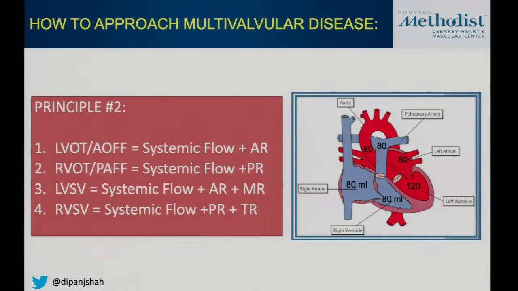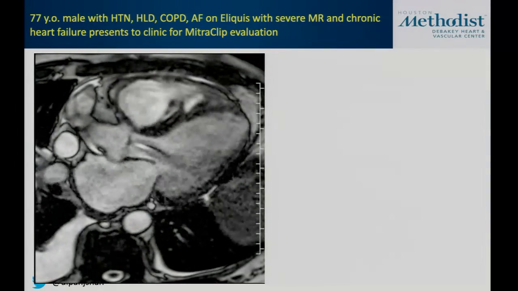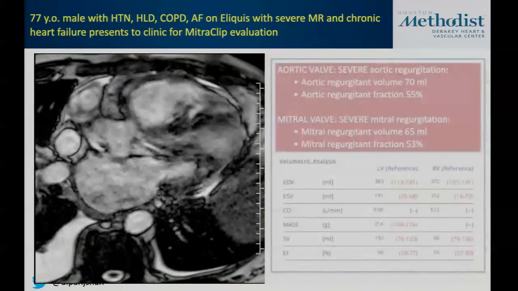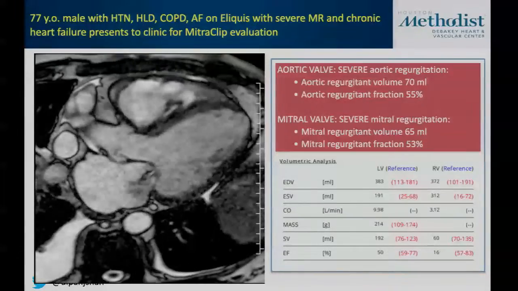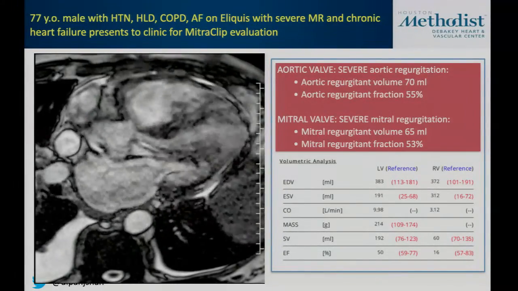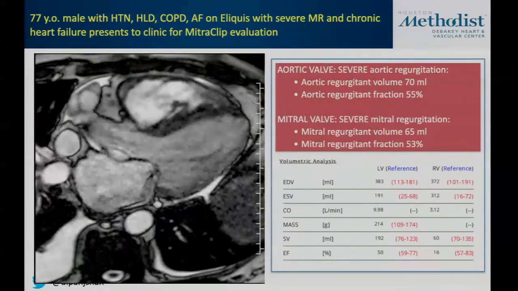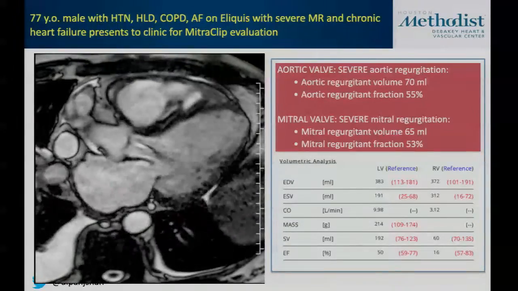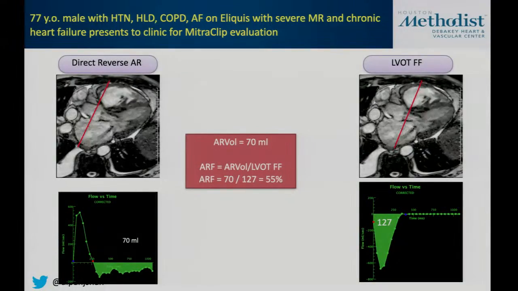Okay, so let's go forward here, and then let's go back to this case. This was a case referred for mitral clip evaluation because of severe MR, but it turns out there's also an aortic regurgitation jet as well. Let me go through and show you how we approach this case.